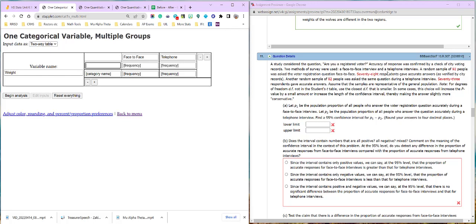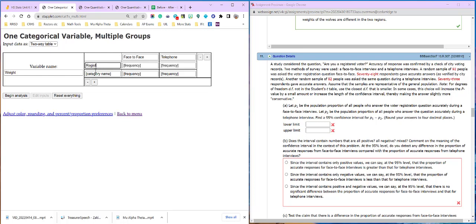Two methods of surveys were used. Are you a registered voter? A random sample of 92 people were asked the question face-to-face. 78 gave accurate answers, and then another sample of 82 were asked by telephone. 73 gave accurate answers. Assume the samples are representative. Note for degrees of freedom: use the df that's close, that is smaller. So this means conservative. If it says something like that, they want conservative, which is what we're doing for the whole thing. In some cases, this choice will increase the p-value by a small amount. But actually, with proportions, we don't usually have to worry about conservative degrees of freedom. So we're going to say here, they say they're registered.